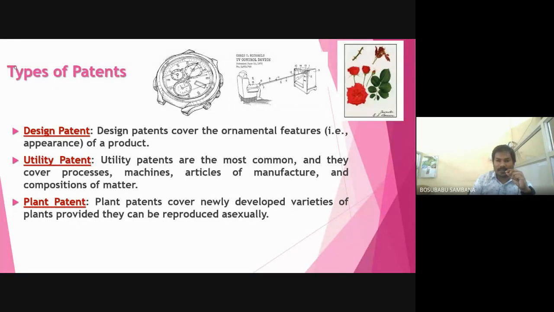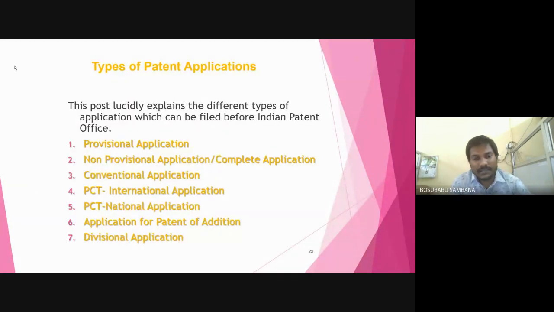Plant patents cover newly developed varieties of plants, provided they can be reproduced asexually. That means creating hybrid plants and hybrid trees is the main thing.